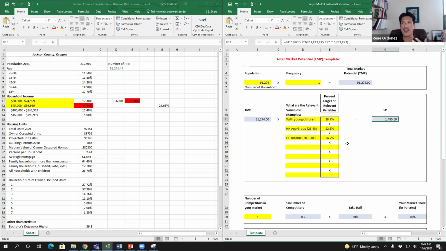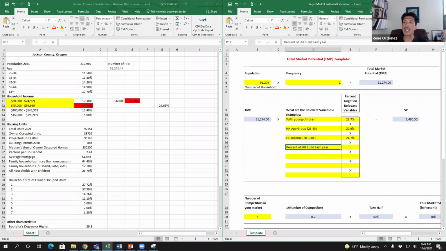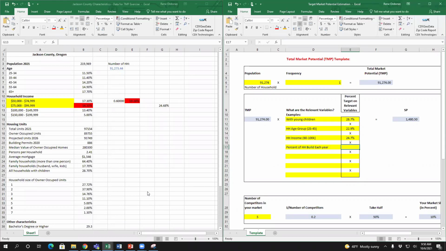So we will need to add another constraint or criterion that says percent of households that will build each year. Where will we get this information? How do we obtain that information from the data? I mean, it has to do with the building permits, probably.